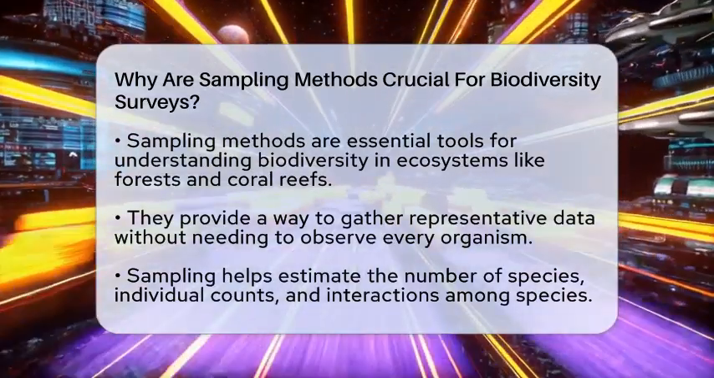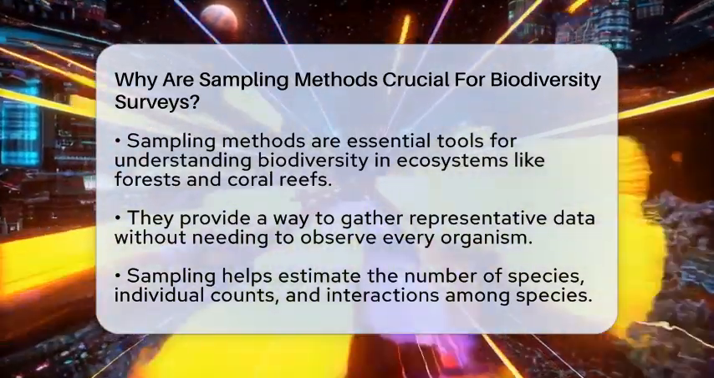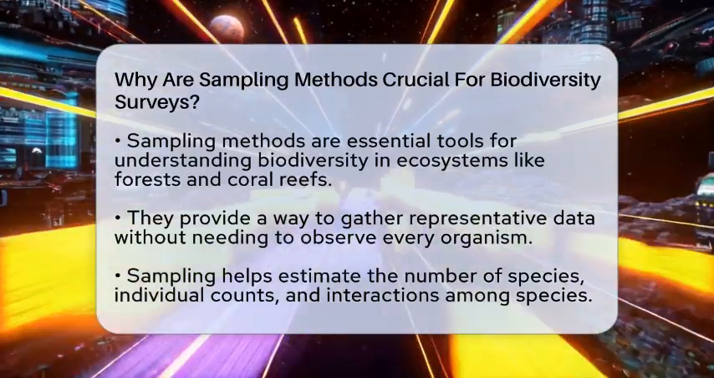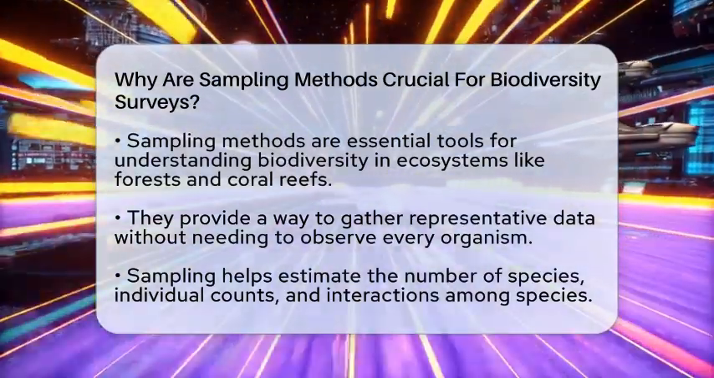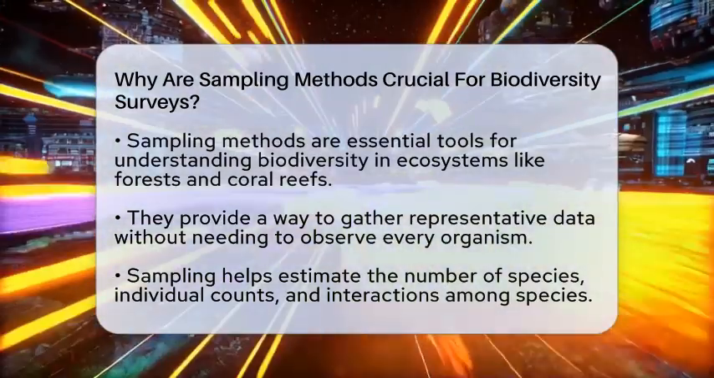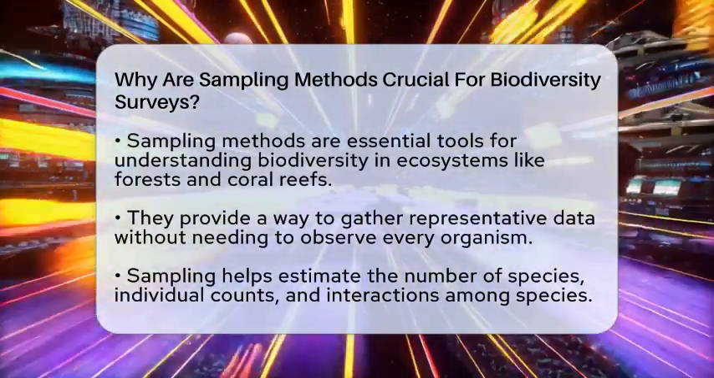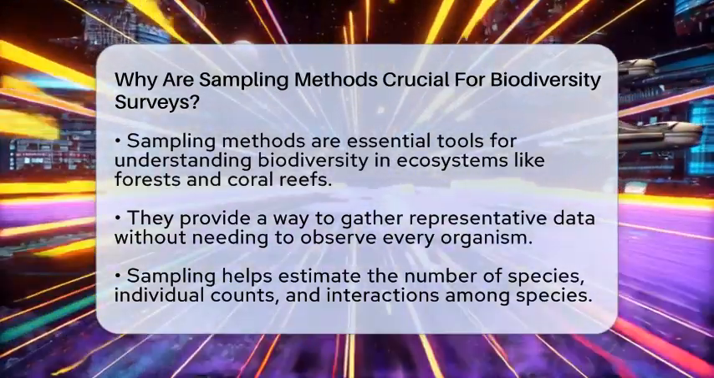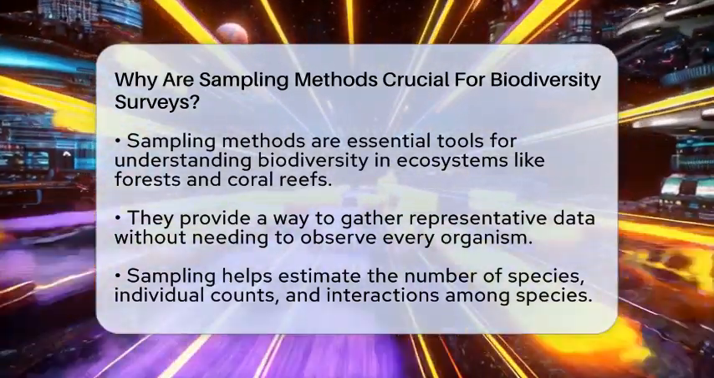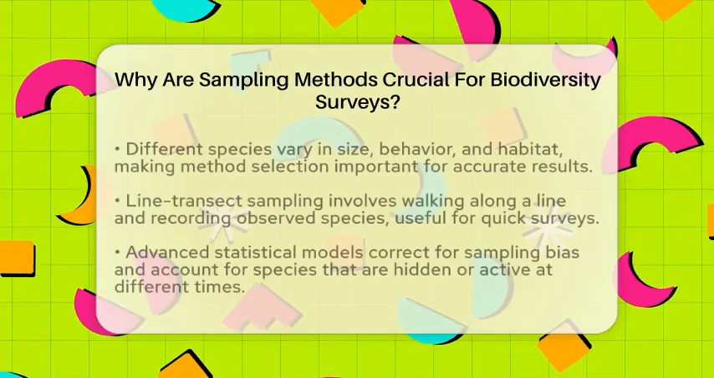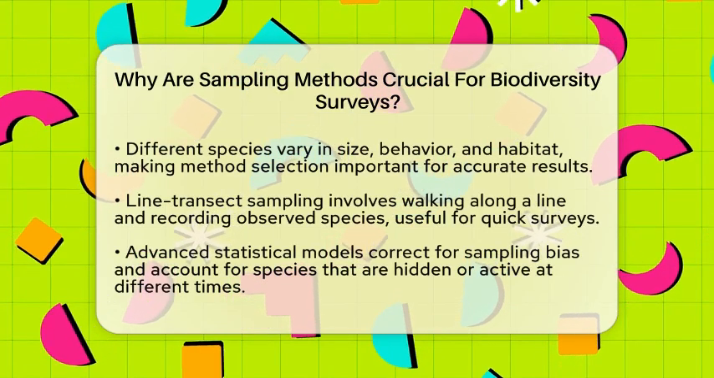Without them, it would be like trying to guess how many fish are in a pond by just looking at the surface. Sampling helps us estimate how many species are there, how many individuals of each species, and how they interact. Since studying every single organism is impossible, sampling gives us a practical way to collect useful data. It helps ensure that the information we gather truly reflects the real diversity, not just a small, biased piece.